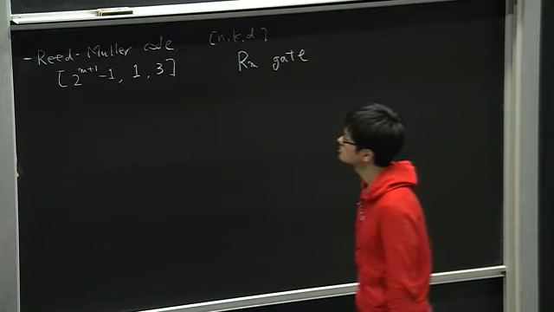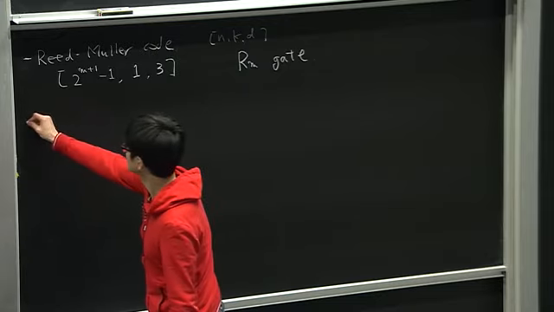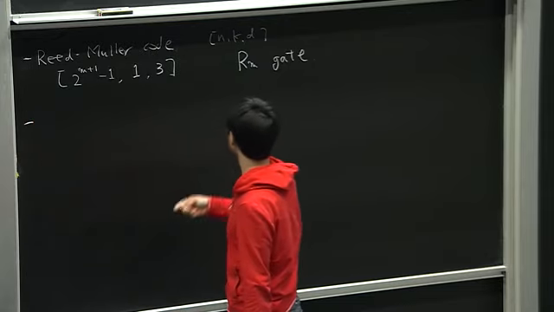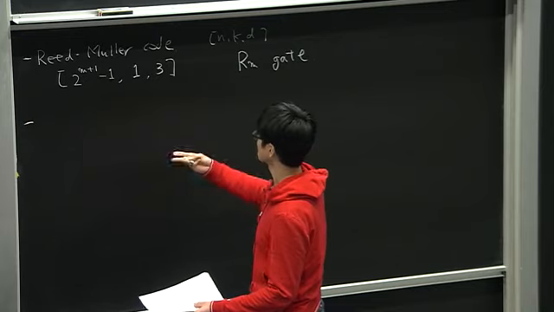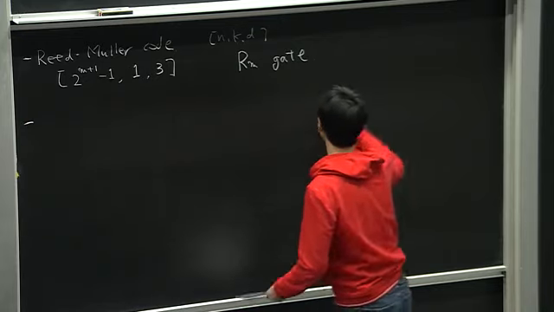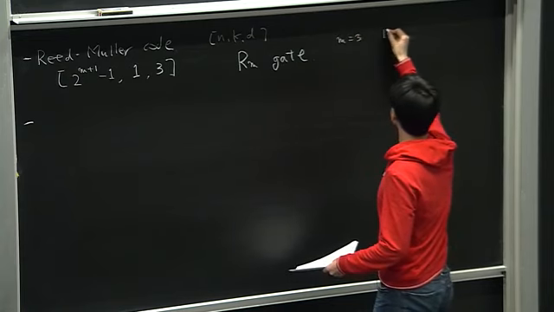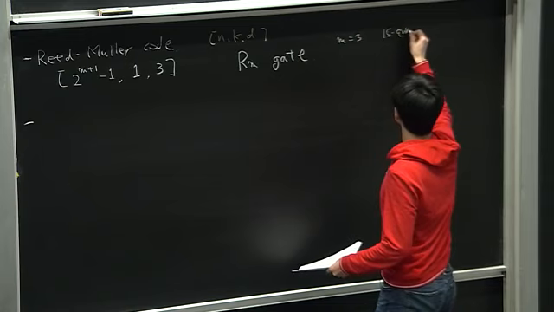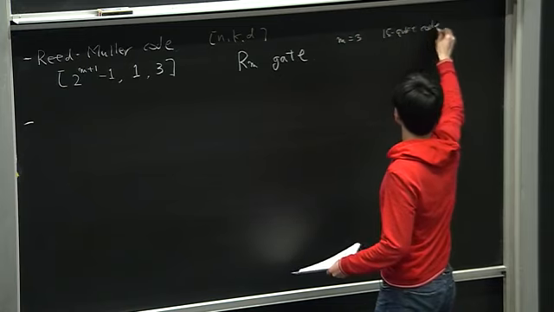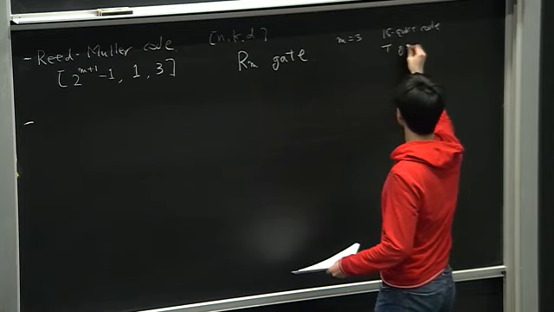Okay. And yes, m equals 3 corresponds to the 15-qubit code. There's the T gate.